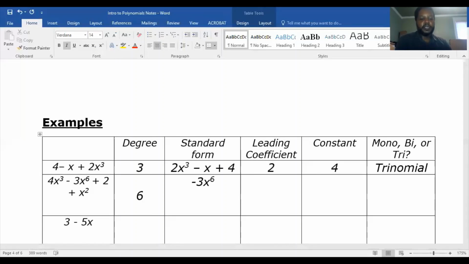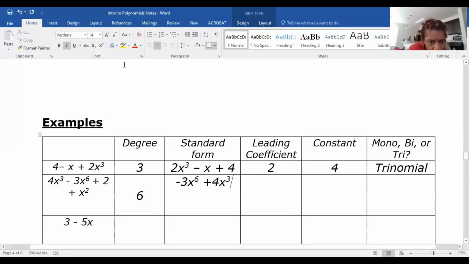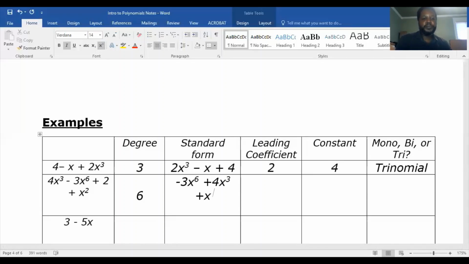Now what comes next? 4x squared. I mean, 4x cubed, right? Yes, that's right. 4x cubed. All right, now what's next? Plus x squared. Good. Plus x squared. And then plus 2. Perfect.